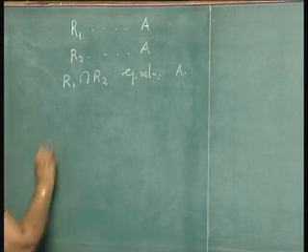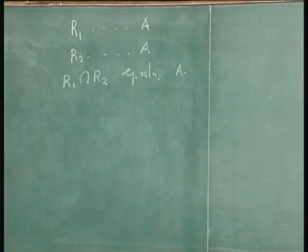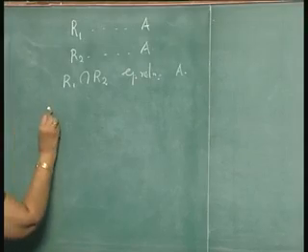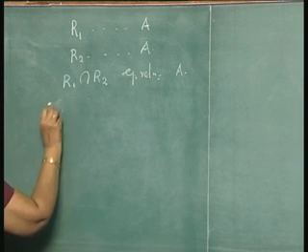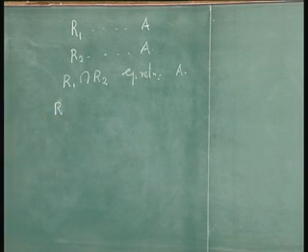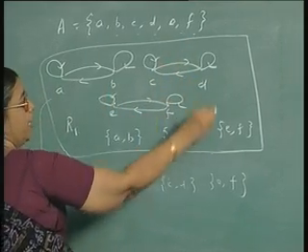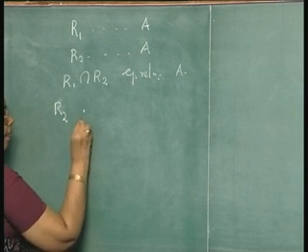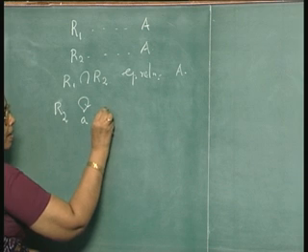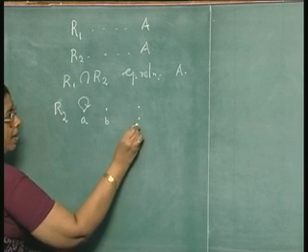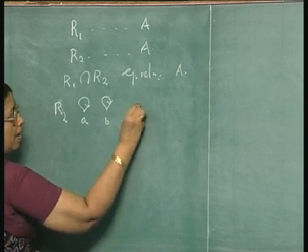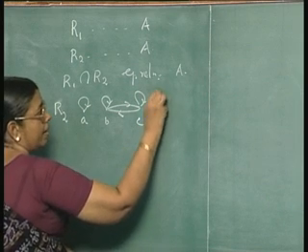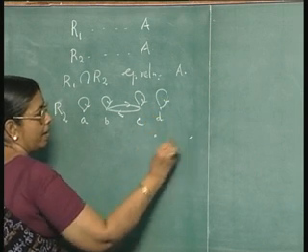Let us take as an example the previous one. This is R1. The set A is A, B, C, D, E, F, and the set consists of 6 elements, and R1 is an equivalence relation defined like this. Let R2 be defined like this: A, B, C, D, then E, F.